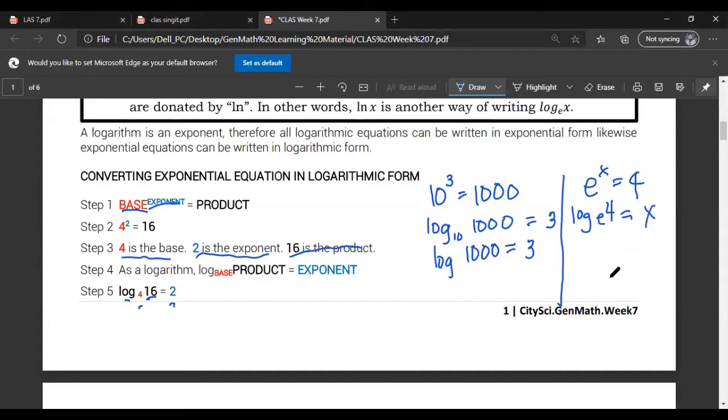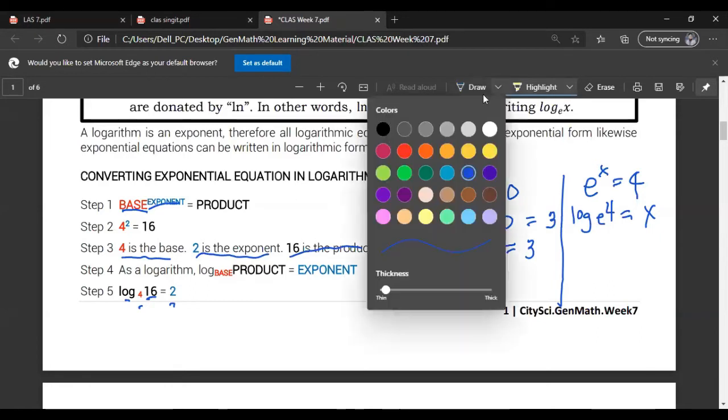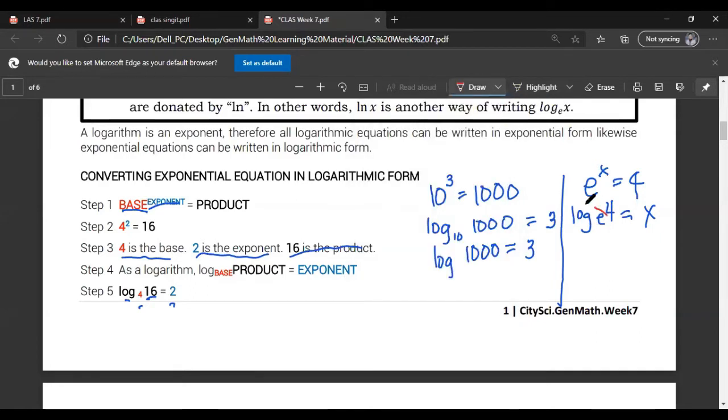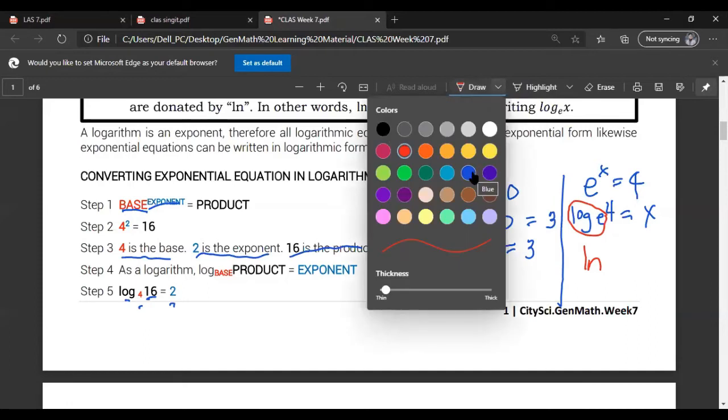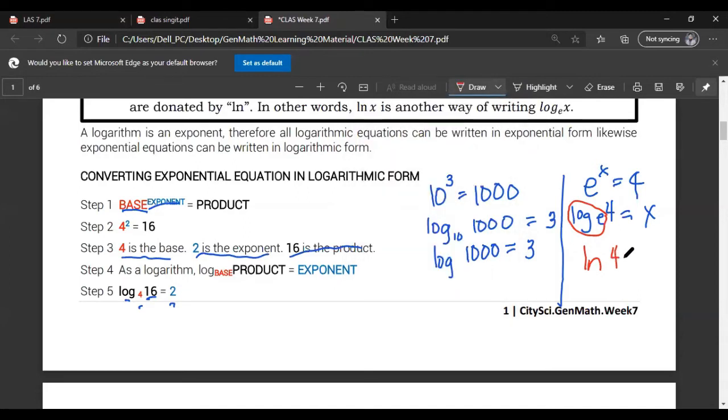Ngayon, katulad ng sinabi ko kanina, class, wala tayong makikitang log E. Okay? Walang log with the base of E. So, yung log with the base of E, class, instead na isulat natin siya as log E, siya ay ln. Okay? So, the logarithm with the base E is the ln, or the natural logarithm. So, ln of 4 is equal to x. Okay? So, nakuha po.